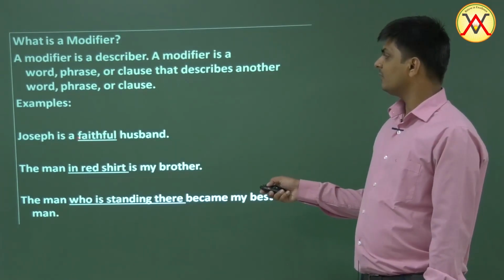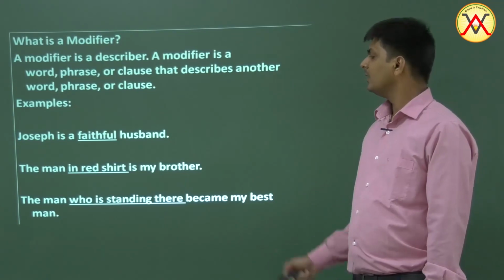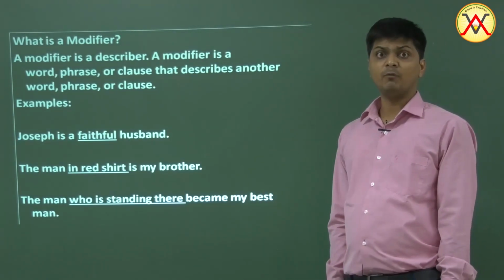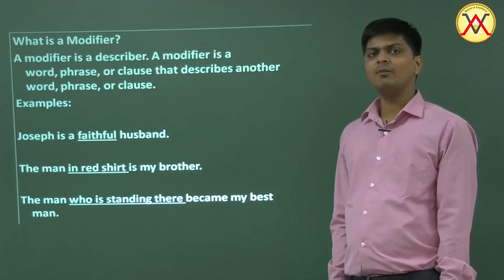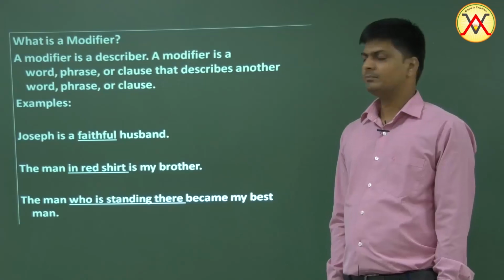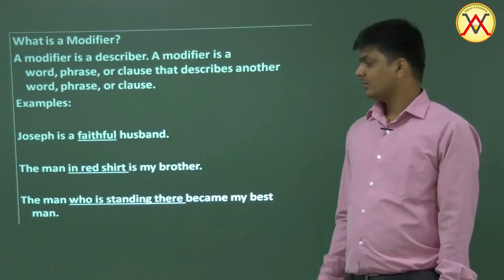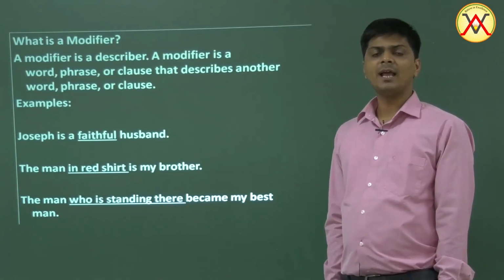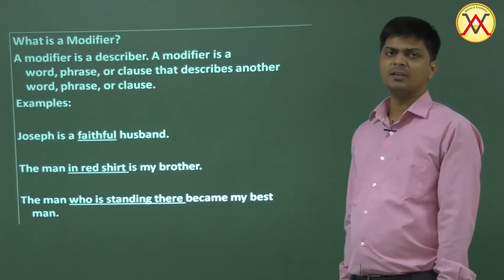So in the first sentence, faithful is an adjective. It is describing Joseph. In the second sentence, in red shirt is a phrase. A phrase is a group of words that makes partial sense. It does not have its own subject and verb. In the third sentence, who is standing there is a clause. A clause has its own subject and verb and predicate. So here, who is the subject and is standing there is the predicate.